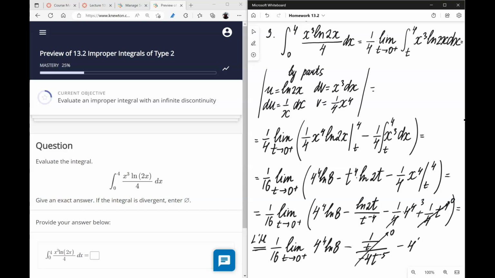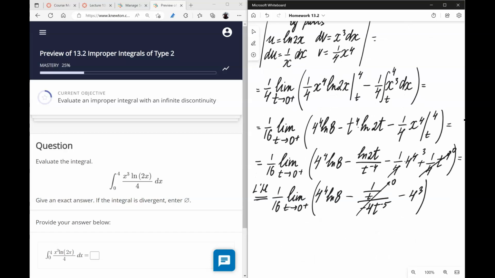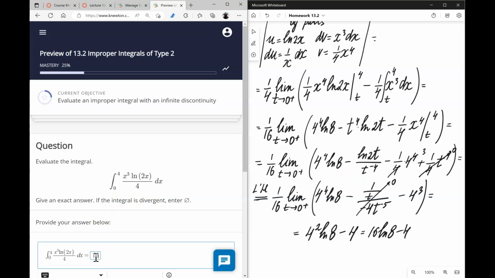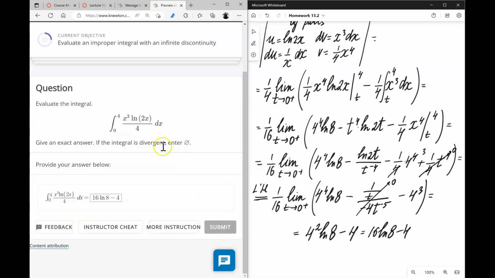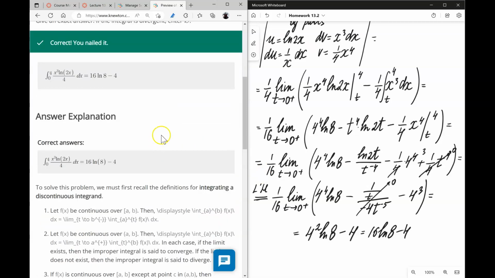And the only thing that's left really is we have 1/16, so it just takes away 2 powers of 4, so we have 4 squared ln 8 minus 4. So 16 ln 8 minus 4. I'm not sure how I feel about this answer, but let's try. 16 ln 8 minus 4. And that's the correct answer.